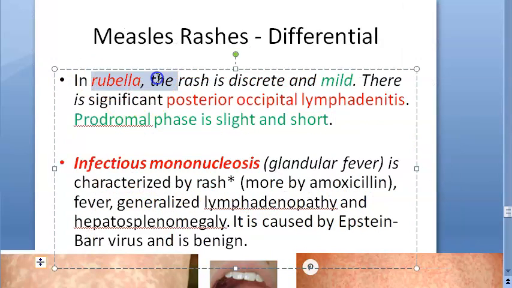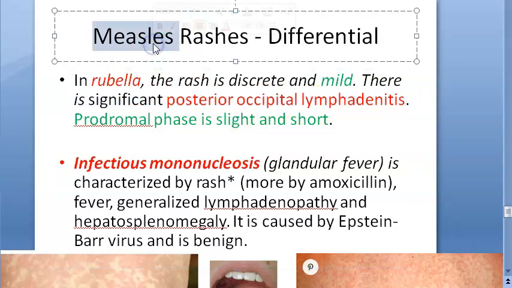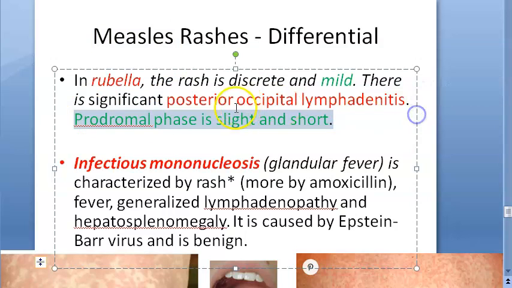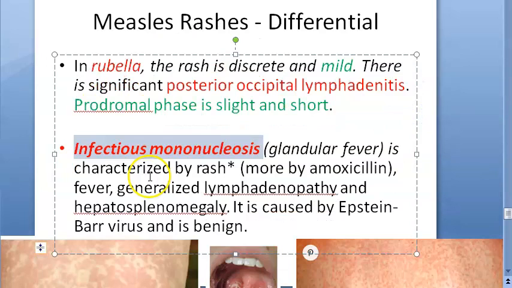Next, look at rubella, guys. Rubella, the rash is mild. They are saying it is discrete and there is significant posterior occipital lymphadenitis. In measles, they said cervical lymphadenopathy, right? Here they are saying posterior occipital lymphadenitis in rubella. Prodromal phase is slight and short in rubella. What about infectious mononucleosis? It is caused by Epstein-Barr virus, isn't it? Rubella is also rubella virus only.